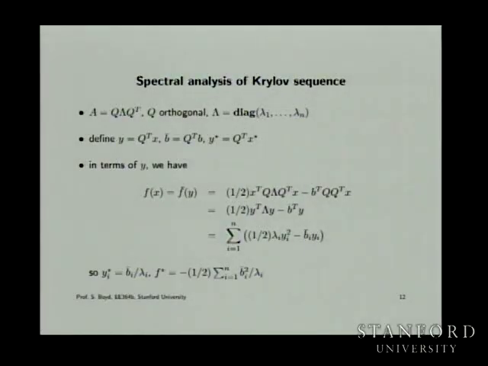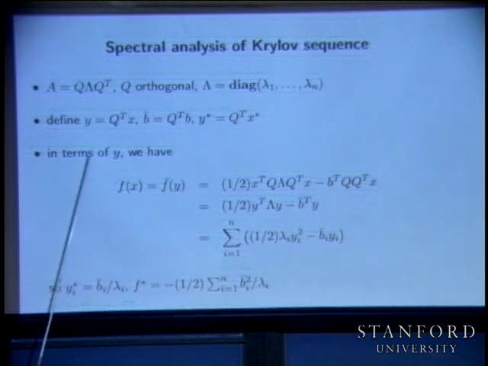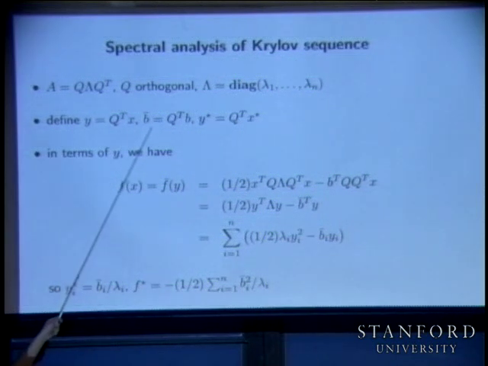Now we're going to look at the spectral analysis of the Krylov sequence. We'll take A and write its eigenexpansion, or spectral decomposition. Lambda is going to be the diagonal matrix with the eigenvalues. We'll define y = Q transpose x, that's x expanded in the Q basis. b bar is going to be the same thing, and y star is going to be that. Basically this means the whole problem has now reduced to everything being diagonal.